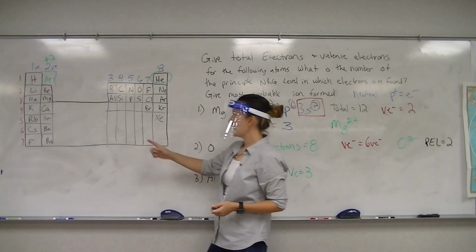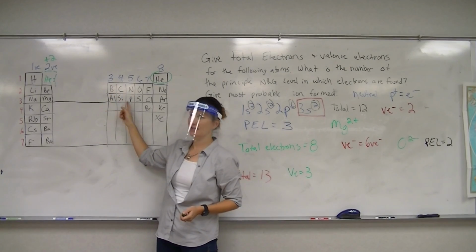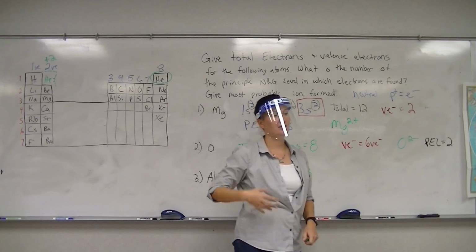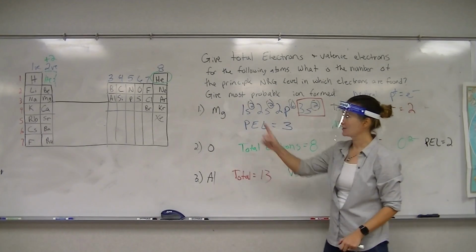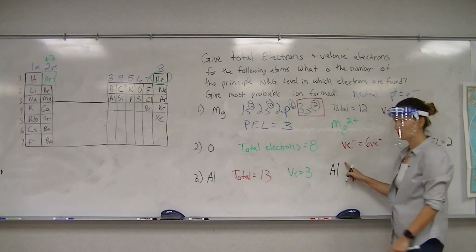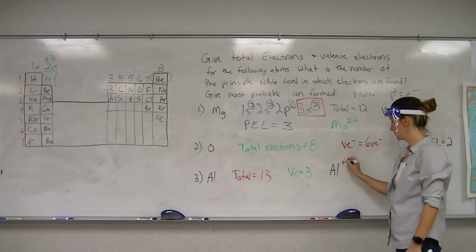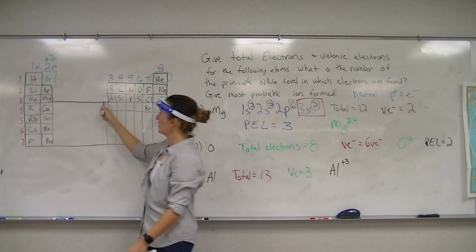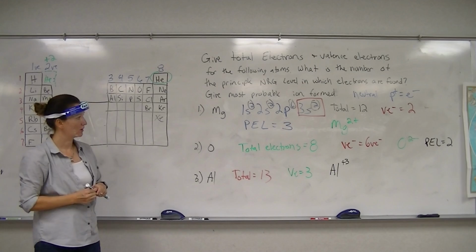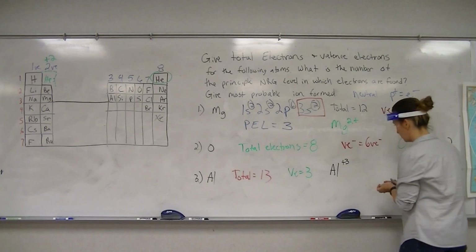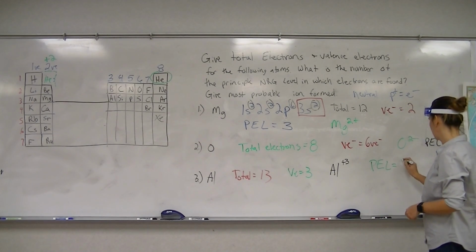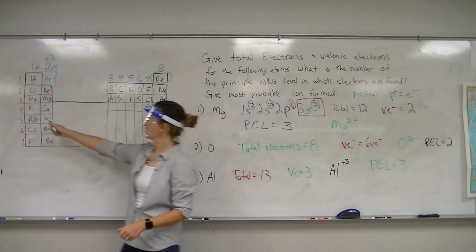Now this one's tricky sometimes because aluminum actually is a metal. It's right on that zigzag line. But it is a metal. So metals lose electrons, meaning they're going to form positive cations. It has 3 valence electrons, so what charge is it going to form? Positive 3. Because it's going to lose those 3, and when it loses 3 negatives, it becomes positive. And last but not least, what period or principal energy level is it in? The number's in red, it's in period 3 here.